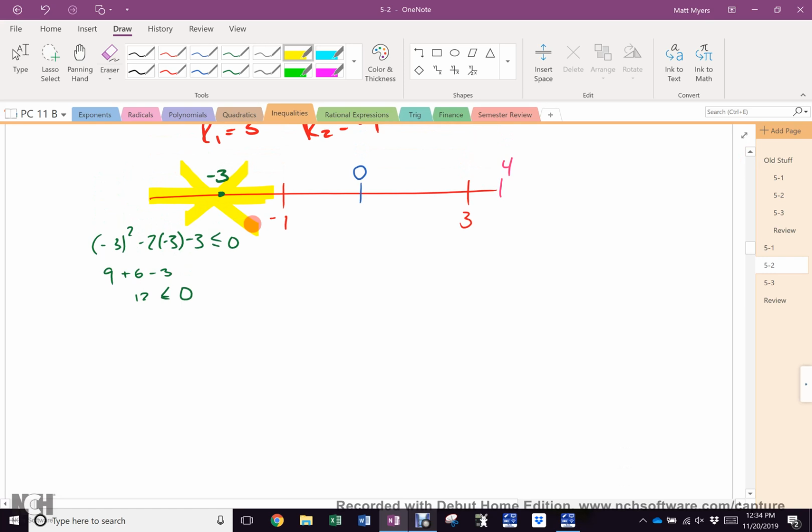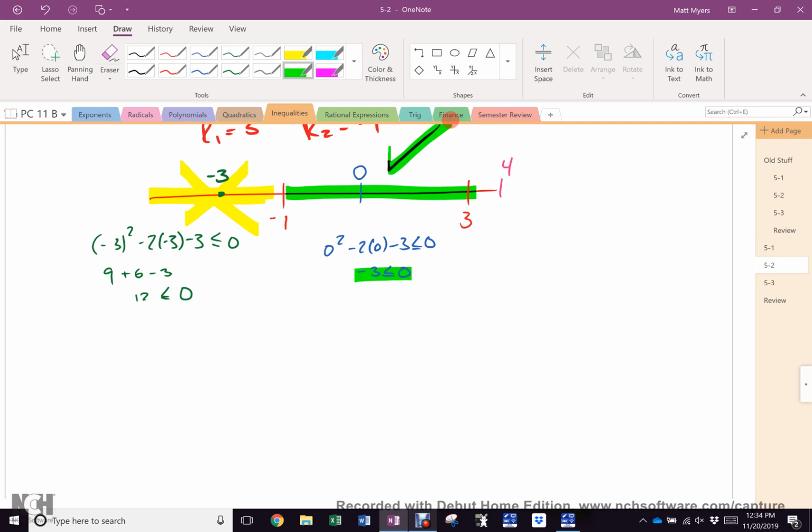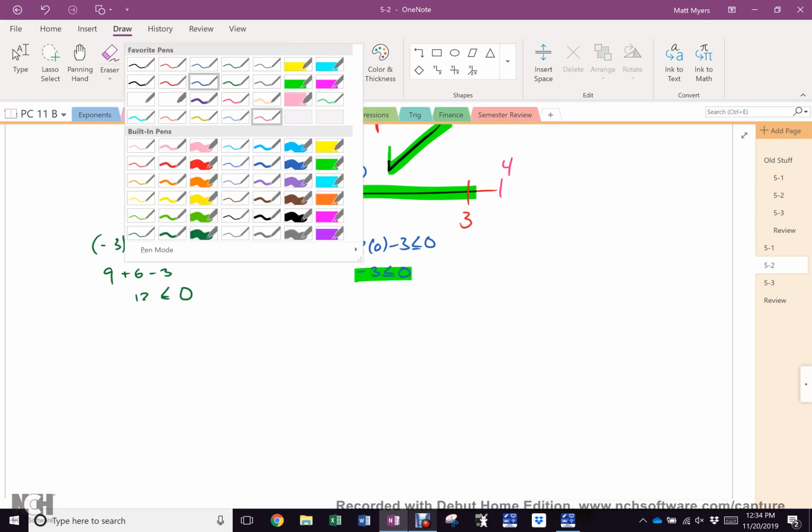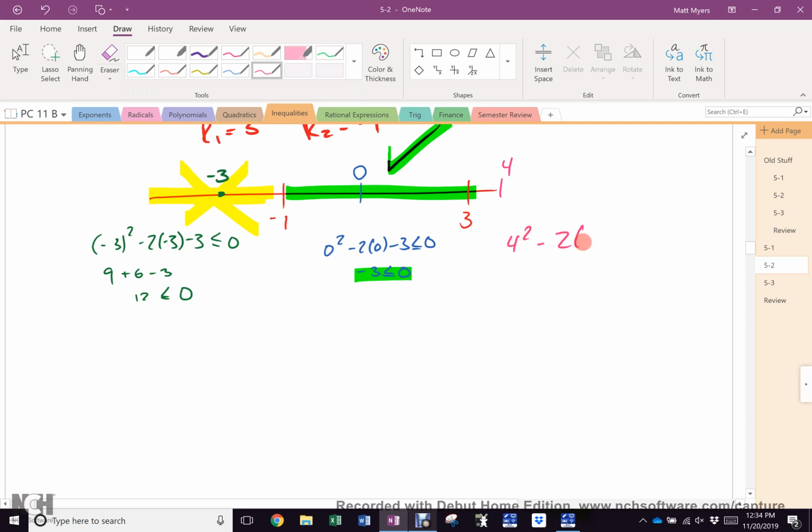Everybody cool? Let's check with 0. 0 squared minus 2 times 0 minus 3 less than or equal to 0. Is negative 3 less than or equal to 0? Yes. So are all of these values okay? Yes. Sorry, I'm using the highlighter. Now, you're smart kids. Because we graphed it first, we already know that these aren't going to work, right? Right? But shh, yes. What is 4 squared minus 2 times 4 minus 3? 4 squared minus 8 minus 3. What is it?